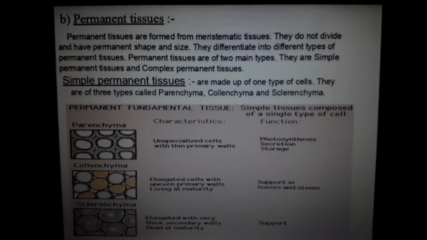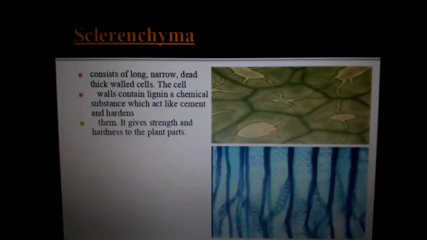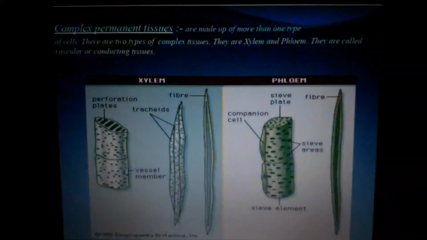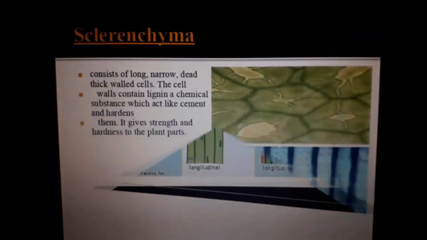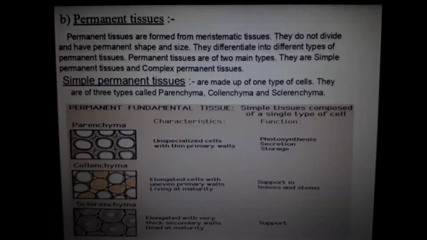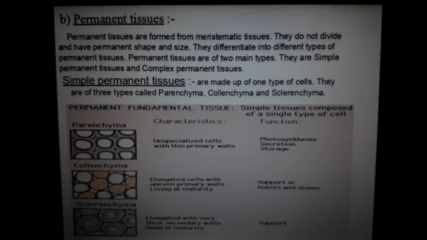Today's class is simple permanent tissues. Three types of simple permanent tissues are there: parenchyma, collenchyma and sclerenchyma. You want to study it as it is. Parenchyma, sclerenchyma, collenchyma. Let's see the first one. So what is this parenchyma? Parenchyma is actually an unspecialized cell with a thin primary wall.